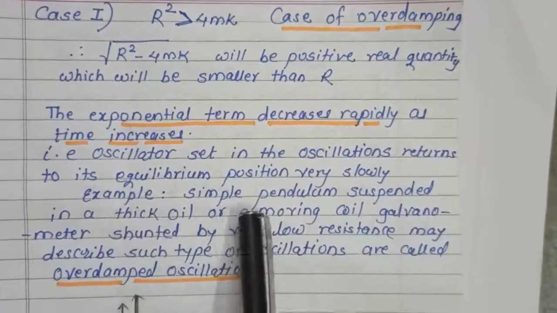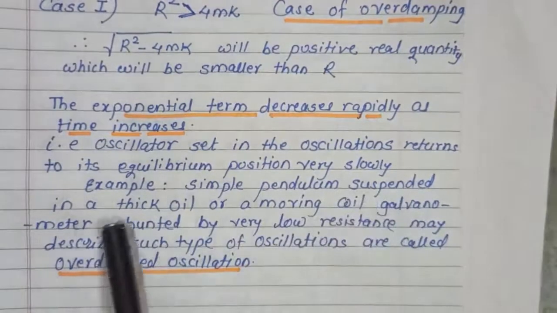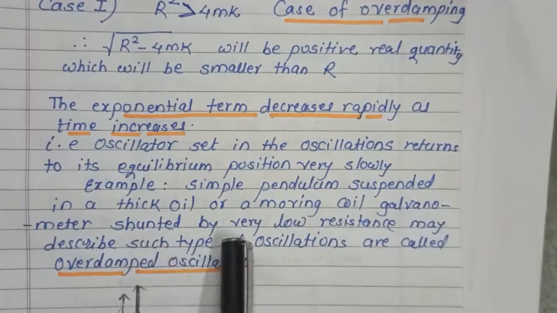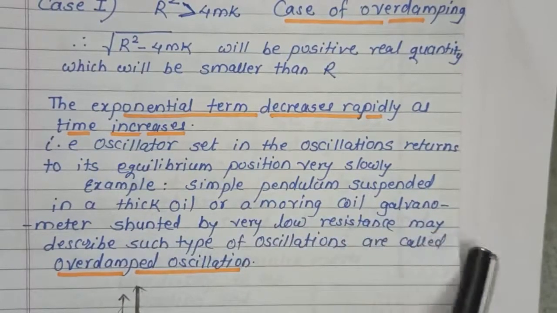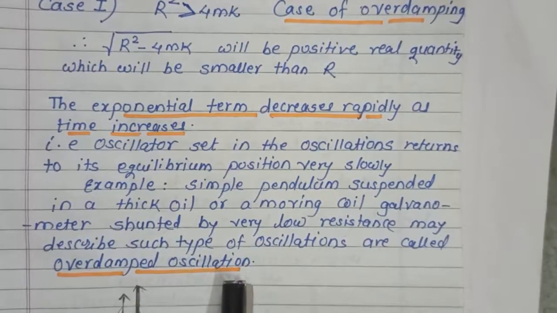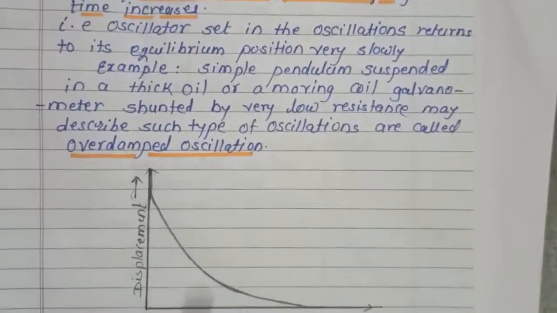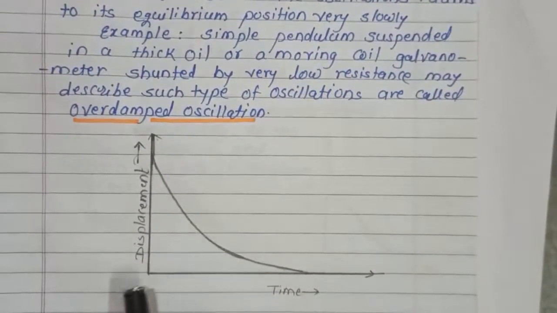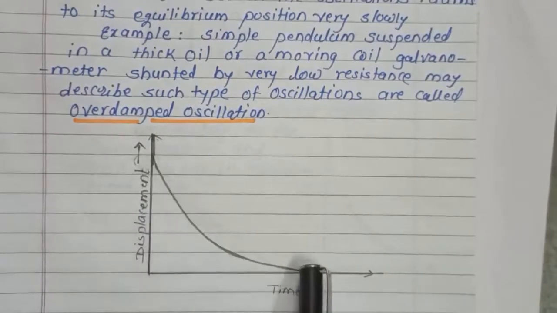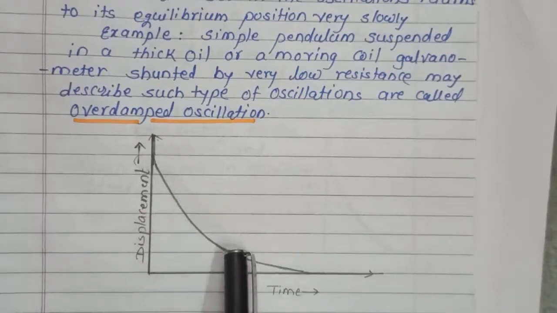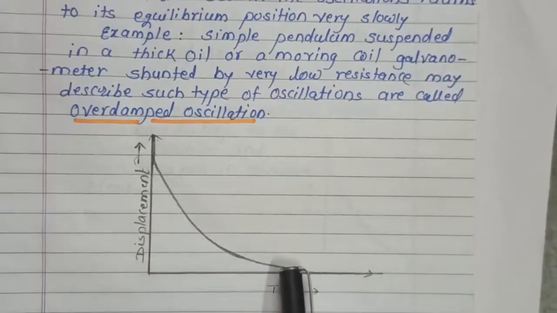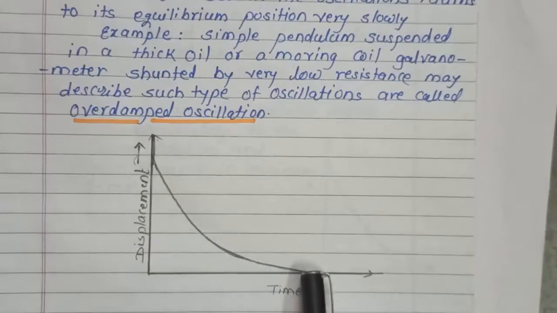For example, a simple pendulum suspended in thick oil, or a moving coil galvanometer shunted by a very low resistance, may be described. Such a type of oscillation is called overdamped oscillation. This graph shows overdamped oscillation. The graph is plotted as displacement versus time, and the curve shows that as time increases, displacement goes on decreasing. It means the amplitude of oscillation goes on decreasing and the oscillator reaches its equilibrium position.